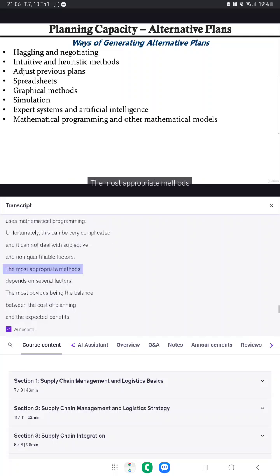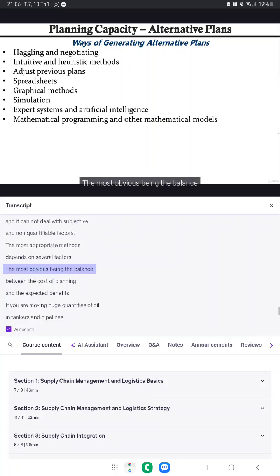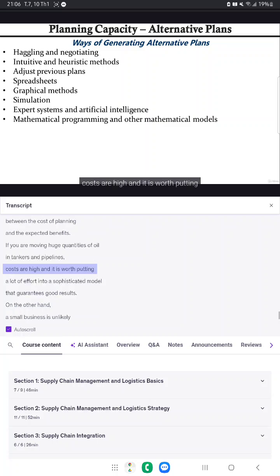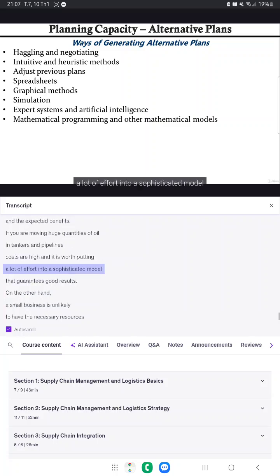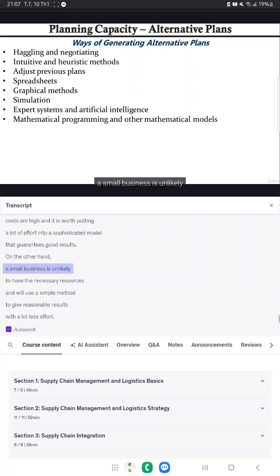The most appropriate method depends on several factors, the most obvious being the balance between the cost of planning and the expected benefits. If you are moving huge quantities of oil in tankers and pipelines, costs are high and it is worth putting a lot of effort into a sophisticated model that guarantees good results. On the other hand, a small business is unlikely to have the necessary resources and will use a simple method to give reasonable results with a lot less effort.